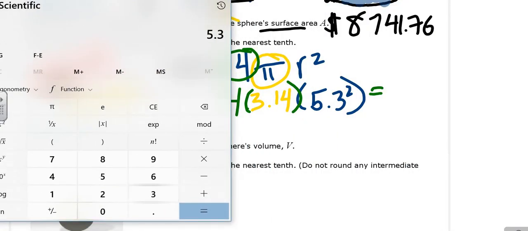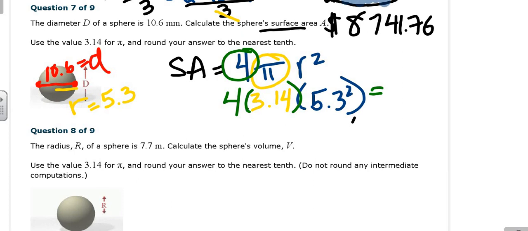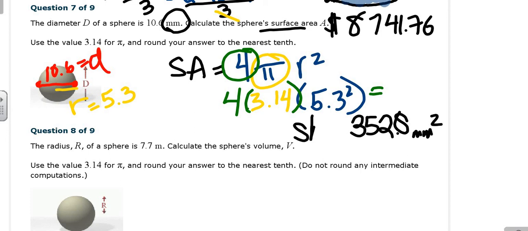So 5.3, we're squaring that, times exactly and only 3.14, times by 4, rounding to the tenths place is 352.8. And our units, millimeters squared. That's our surface area.